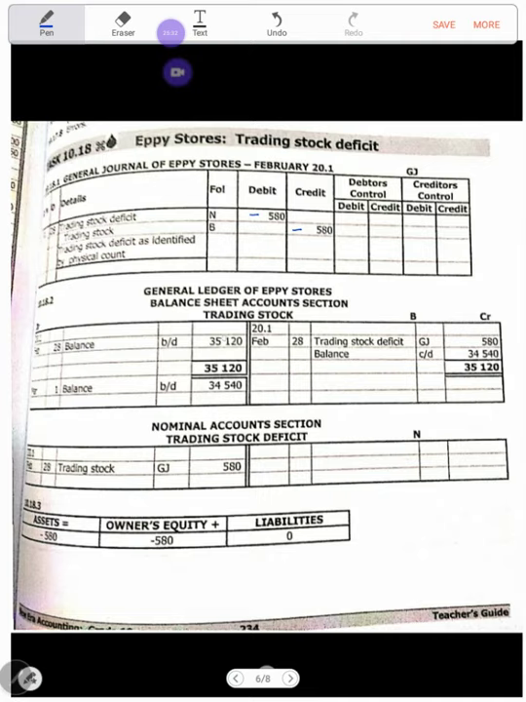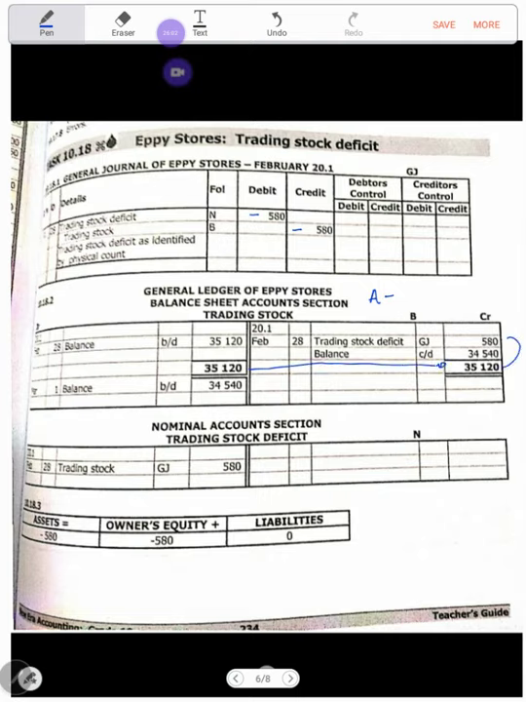Balance brought down was the 35,120. I have identified a trading stock deficit of 580. Obviously, it's an asset account. You have lost stock, trading stock worth 580. Now you've got to balance your account. Which side is the biggest side? Debit side or credit? It is your debit that is the biggest amount. So I bring it down, 35,120, and I take it over 35,120.